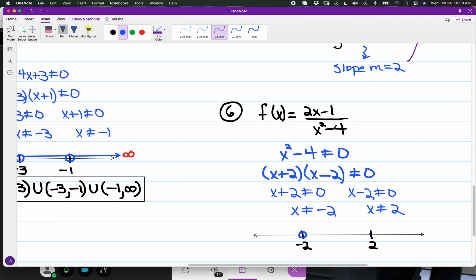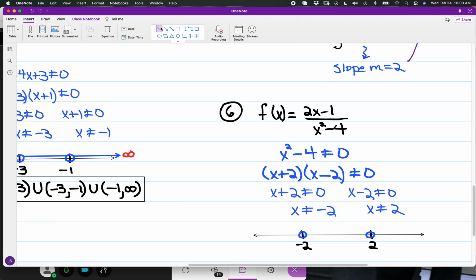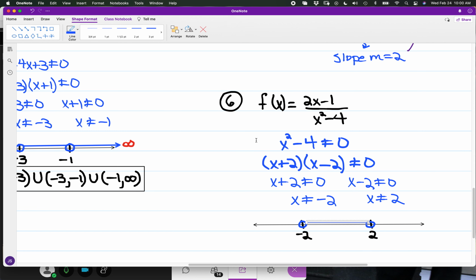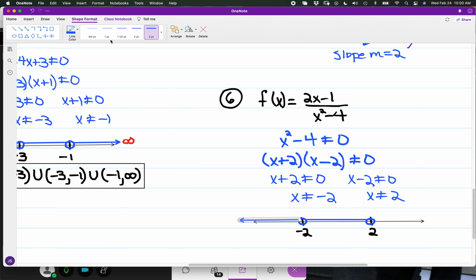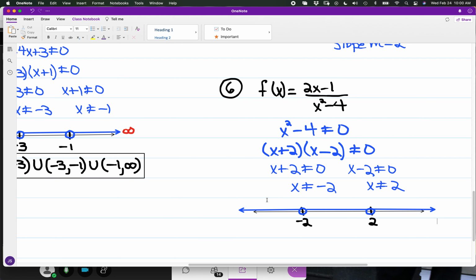So we have negative and positive 2 excluded. Again, we have holes at the exclusion, and you have a line segment in between, and rays to the left of the smaller exclusion, and a ray to the right of the larger.